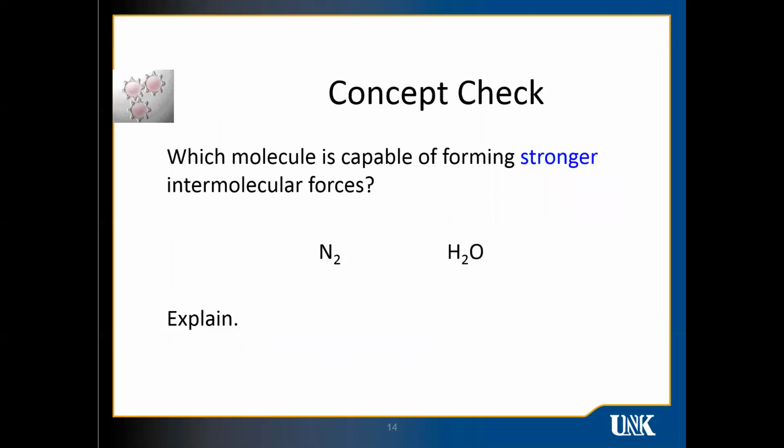So I'll go back to a couple of quiz questions maybe. If we're thinking about quizzes, you could ask students which molecule is capable of forming stronger intermolecular forces. Between nitrogen and water, the answer would be water, because water is capable of hydrogen bonding. Nitrogen, being a completely symmetric molecule with no polar bonds, can only exhibit London forces.